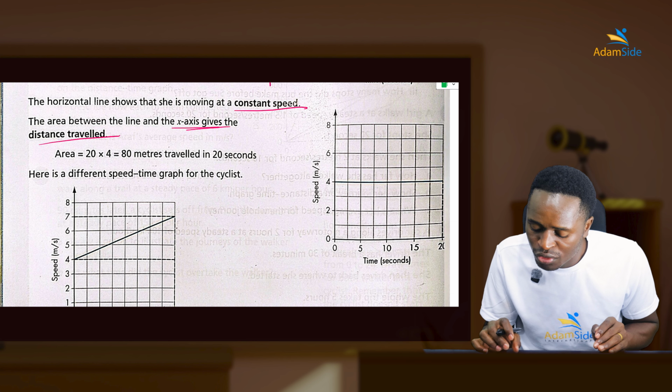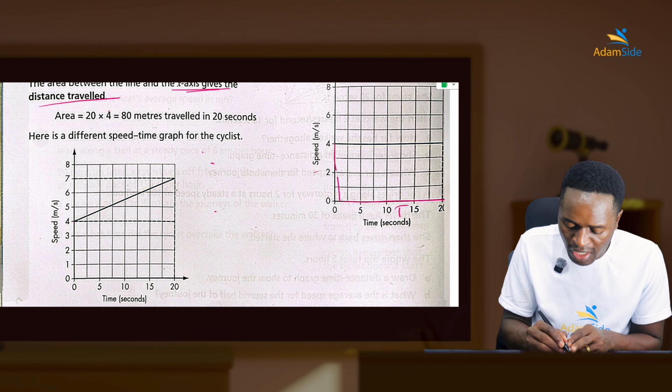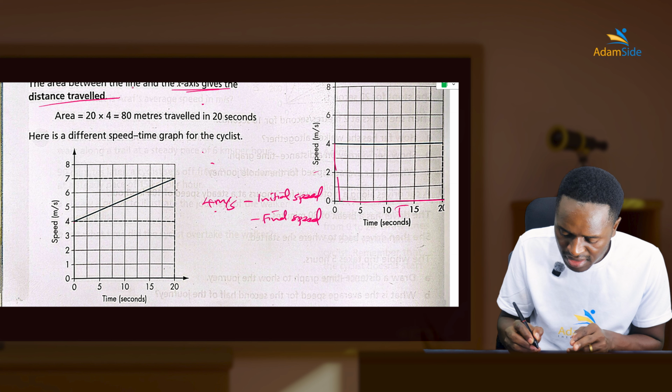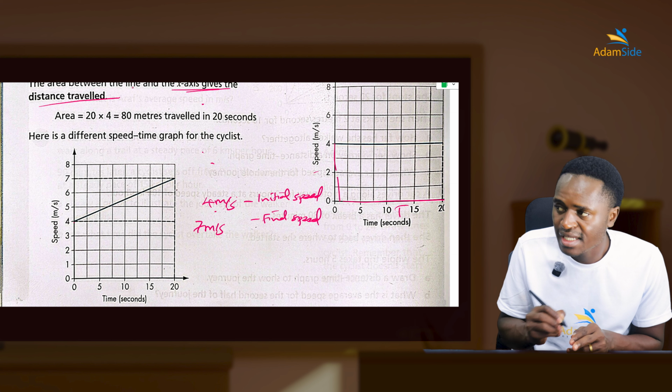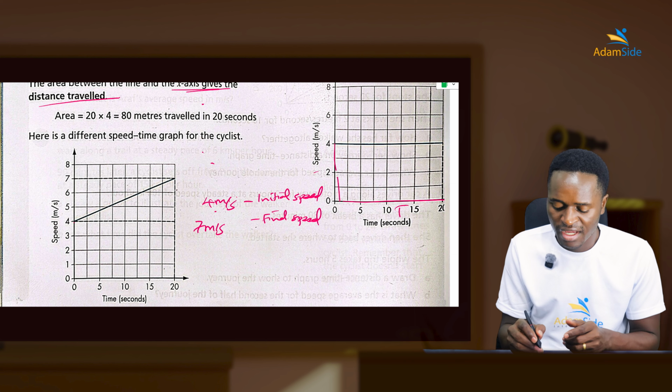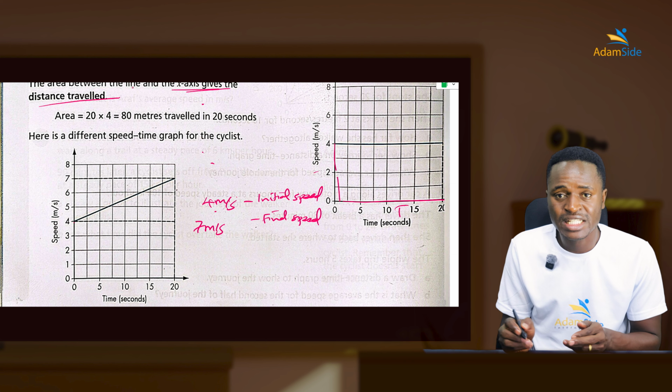So you can see speed is changing. It's moving from 4 meters per second to 7 meters per second. And then we can look at the change in speed. So we have our initial speed, which is 4 meters per second. This is the initial speed. And then we have our final speed, which is 7 meters per second. We have these two speeds, 4 meters per second and 7 meters per second.